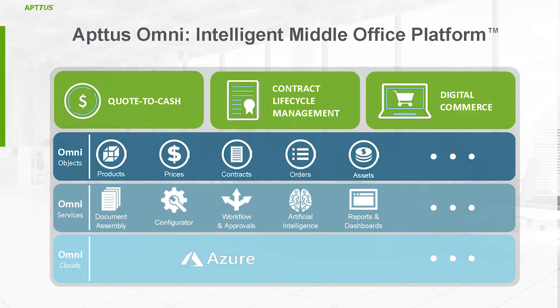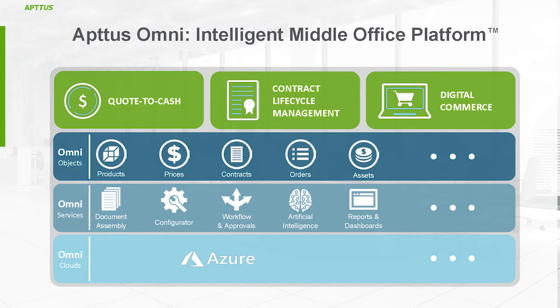The Apttus Omni platform is composed of a couple of different components, and you heard about this in yesterday's session with Kirk. It's designed to support three business functions. Number one is the full management of quote to cash. Number two is enterprise contract management, and number three is digital commerce. Number four is PowerPoint. So we're talking about our platform that supports these three business cases.